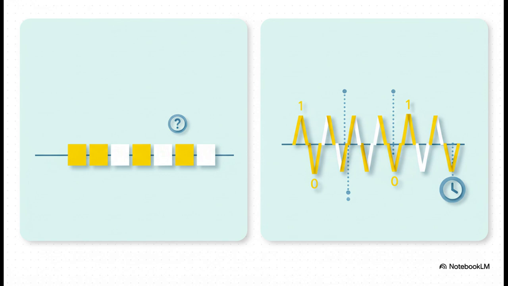But there's a huge problem. What if you have a long string of zeros? The line just goes flat, and the receiver can lose track of the timing, which messes everything up. Now look at the right. Manchester encoding is much smarter. It uses a transition in voltage for every bit. A drop from high to low could be a 1, a rise from low to high is a 0. The key is there's a change for every single bit, so the signal never goes silent. It has a built-in clock pulse that keeps both sides perfectly in sync.